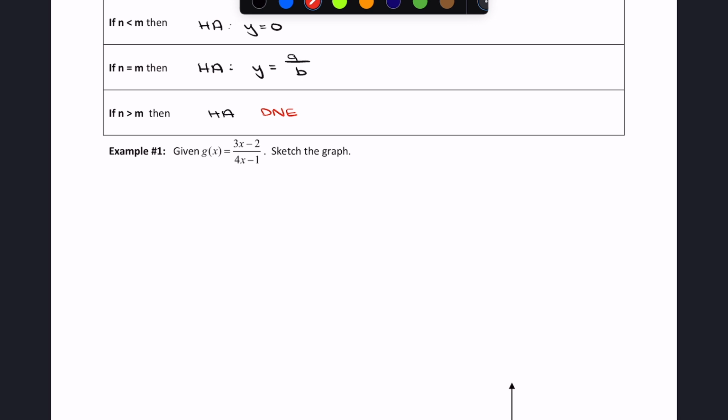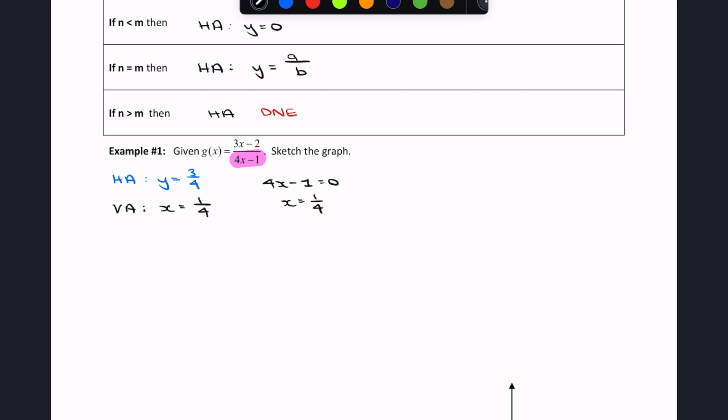And so here we will know that we have a horizontal asymptote at 3 over 4. So now we have a horizontal asymptote at y is equal to 3 over 4. Our vertical asymptote, if we look at 4x minus 1, we see that we have a vertical asymptote at x is equal to 1 over 4. Again, because 4x minus 1 is equal to 0, x is equal to 1 over 4.